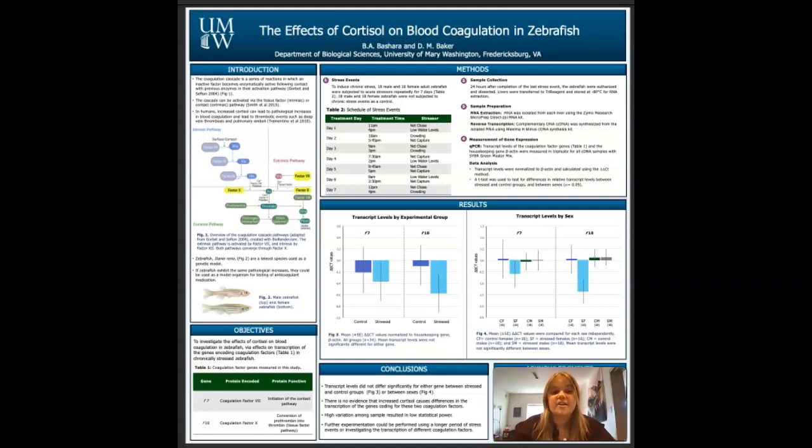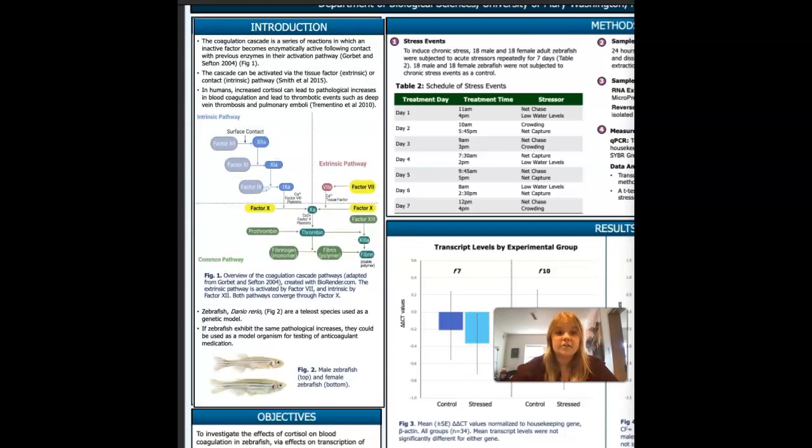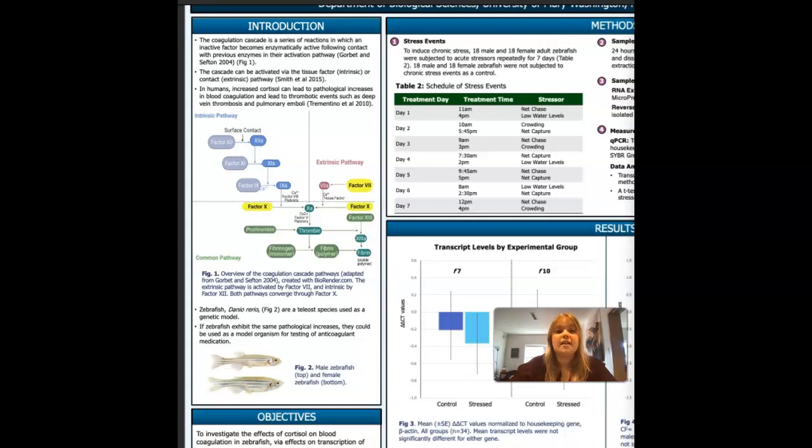I'm a biology major and I completed my capstone presentation on the effects of cortisol on blood coagulation in zebrafish. Blood coagulation is regulated via the coagulation cascade, a series of reactions in which an inactive factor becomes enzymatically active following contact with the previous enzymes in their activation pathway. Clotting factors are the enzymes which activate each step of the clotting cascade, with 12 factors named factors 1 through 11 and 13 in total.